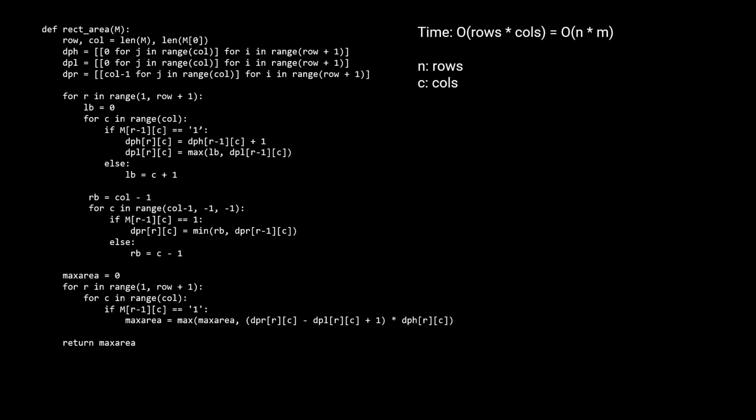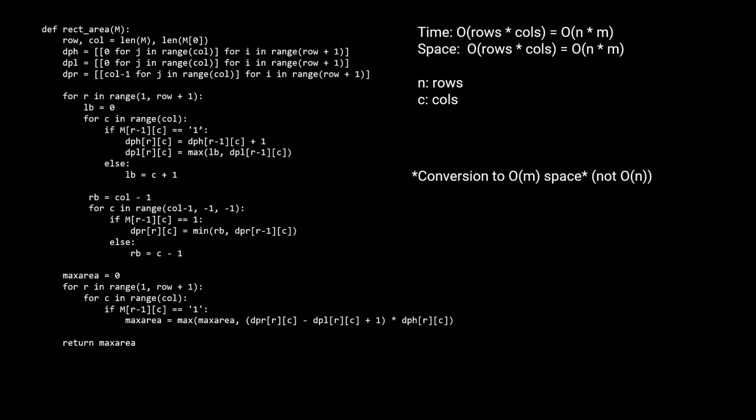For space, we need rows times columns space for our DP table, so our algorithm space complexity is O of n times m. But if you notice, we only ever need the row directly above in the DP table. So there's a pretty easy conversion to O of n space, which I encourage you to try and find once you understand this solution.